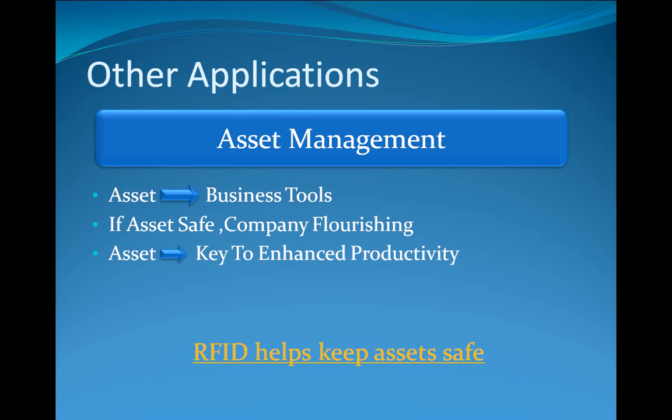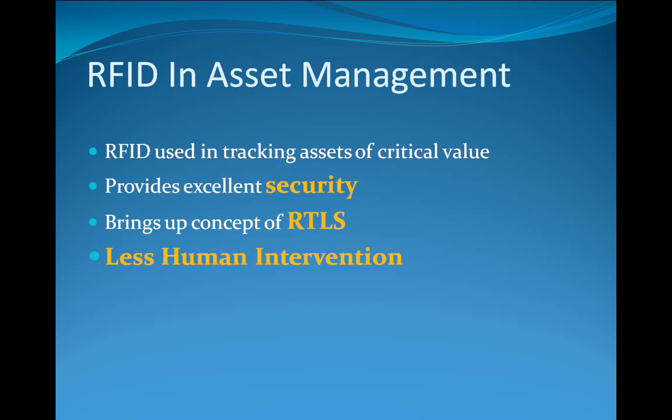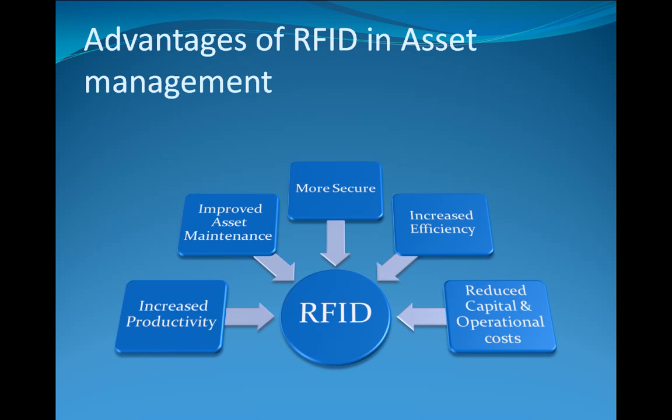Some other applications, let's take asset management for instance. Assets are important business tools. So basically if assets are safe, the company flourishes and there is enhanced productivity. RFID in asset management is used to track assets of critical value. There is less human intervention, so less error prone.